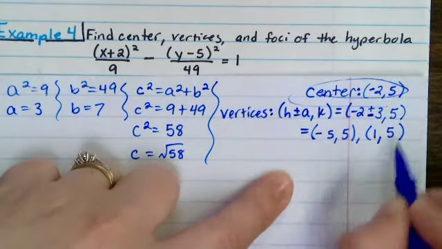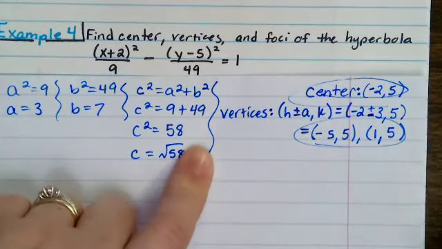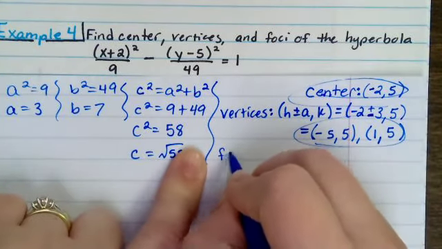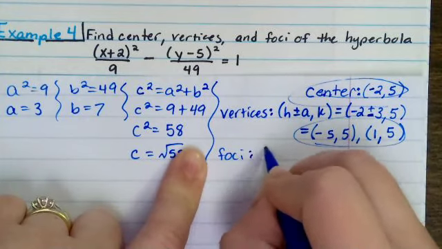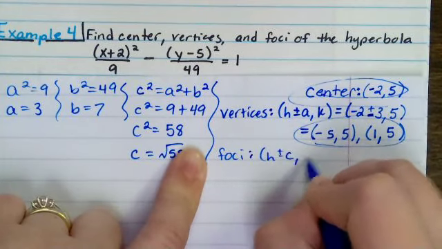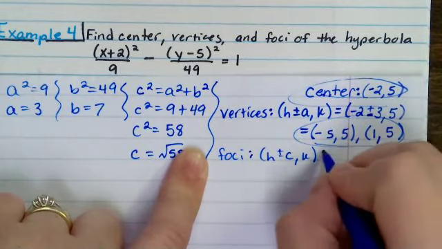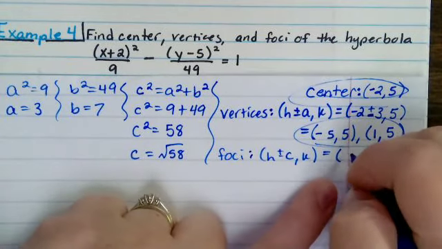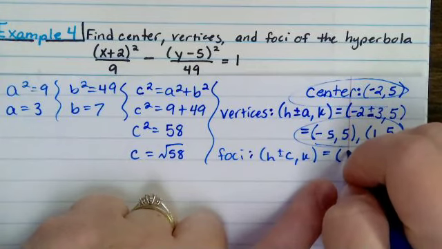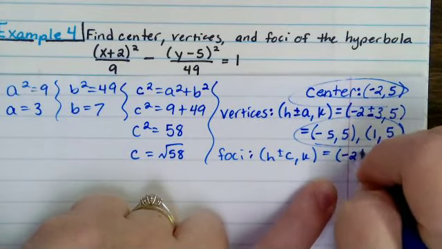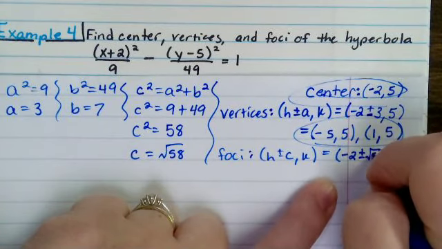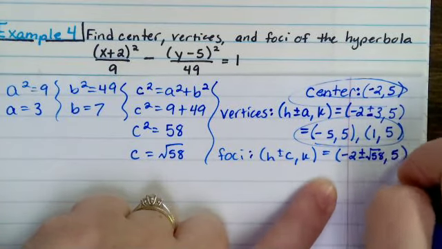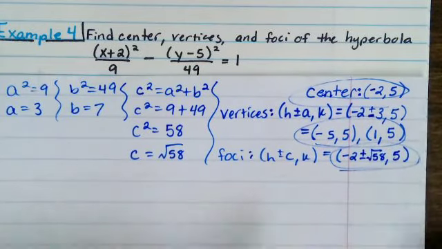Okay, so we had our center, we have our vertices. Last thing we need to get is the focus points. So foci. That one's H plus or minus C. Now C here is irrational, so I am okay with you leaving it in that square root format. So again, H was -2 plus or minus root 58, 5. And since that's irrational, I'm going to say just leave it.